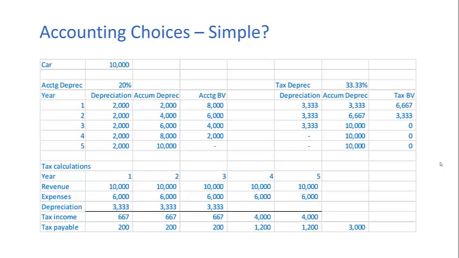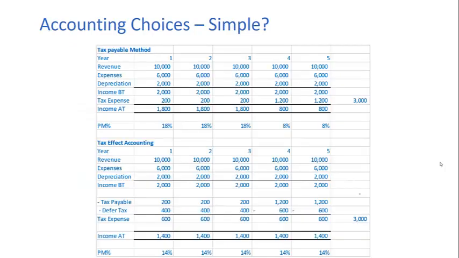And so that sort of tells us that there's a challenge. Let's just think about how that plays out over time, over the life of this asset. So under the tax payable method, it's pretty straightforward. We'd recognise our income before tax, $2,000 every year. We've got a tax expense of $200 a year for the first 3 years, $1,200 for the last 2 years. Total tax over the life of the asset at $3,000.